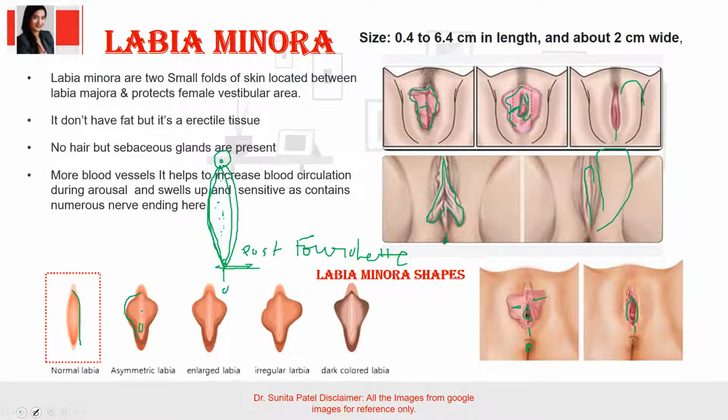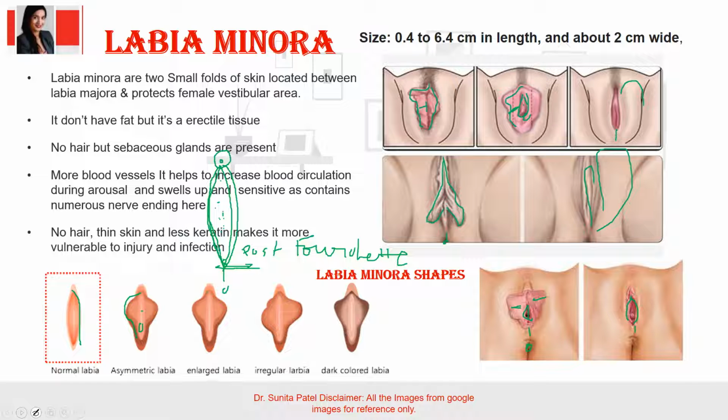During sexual arousal, one word we use for sexual functioning is foreplay. During foreplay, whenever we are touching the labia minora, the female will always have a more sensitive feeling because of the presence of many millions of nerve endings in this region.